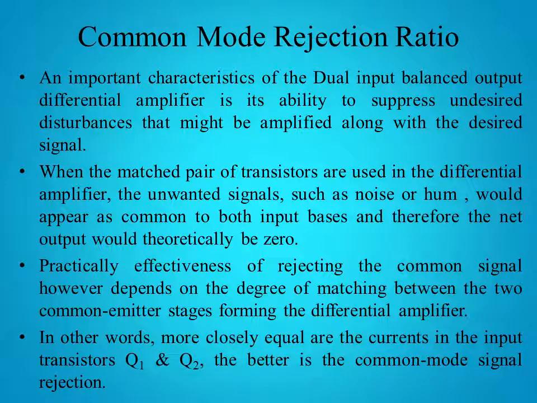In other words, the more closely equal are the currents in the input transistors Q1 and Q2, the better is the common mode signal rejection. So it entirely depends on the two common emitter stages of the differential amplifier. It depends on the two transistors and the current flowing through them. The better they are matched, the better will be their ability to reject the common mode signal, that is the unwanted signal.